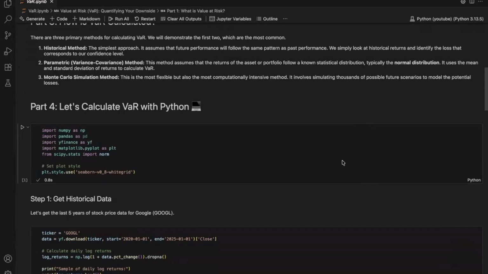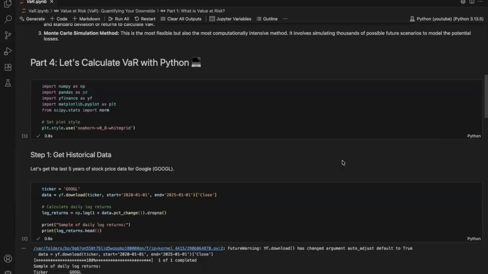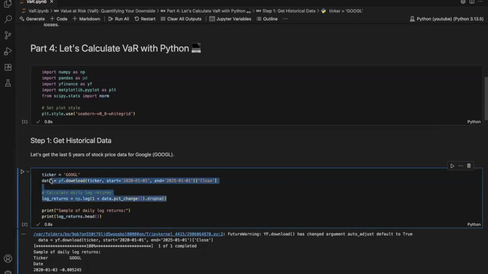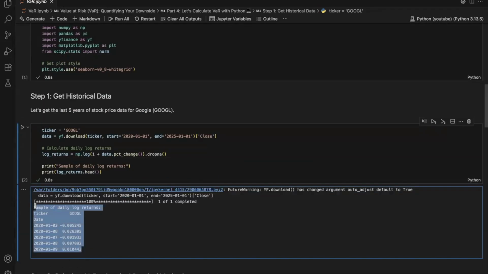All right. Now let's get hands-on and calculate VaR using Python. We'll use some real stock data. First, we need some historical data. We'll grab 5 years of daily stock prices of Google from Yahoo Finance. Then, we'll calculate the daily log returns of these prices. Log returns are commonly used in financial modeling because they are additive over time and have nice statistical properties. So this is a sample of how the daily log returns look.